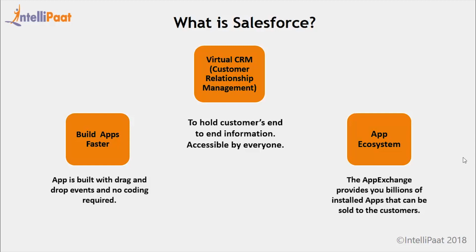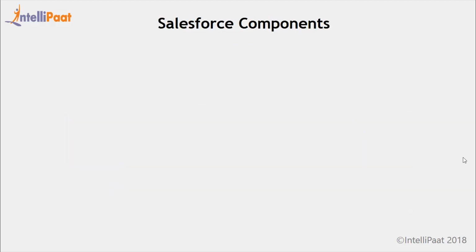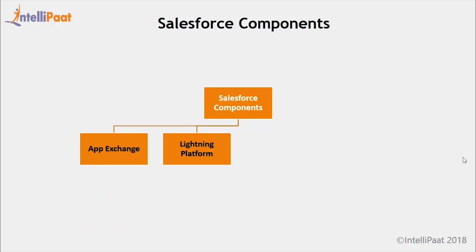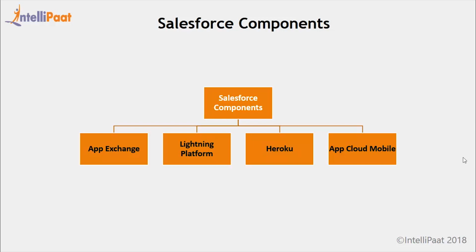I hope you guys have got a little idea about what is Salesforce, because it is very essential to understand or have a little knowledge about Salesforce if you are going to learn Salesforce Lightning. Okay, so after features, let us talk about the components Salesforce comes with. So it has got majorly four components. First one is App Exchange, then the Lightning Platform. This is what we are going to talk about in the slides thereafter. Then we have got Heroku, and finally App Cloud Mobile. So this was a general overview about Salesforce.